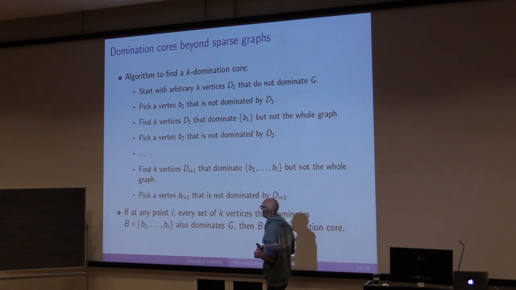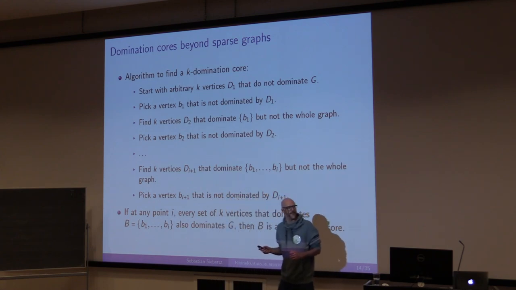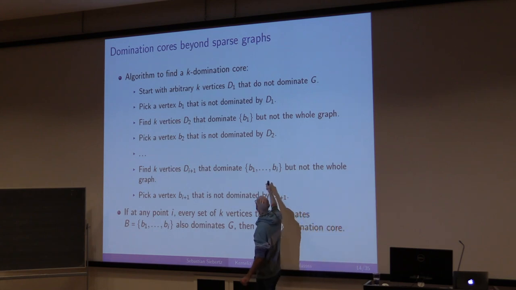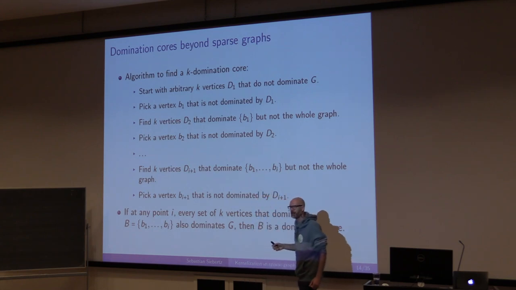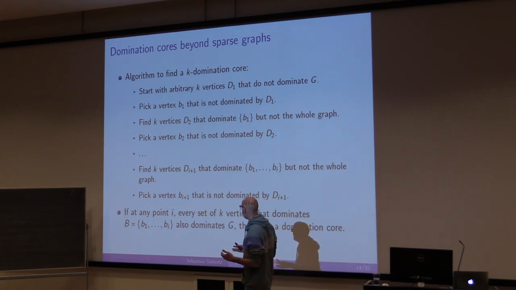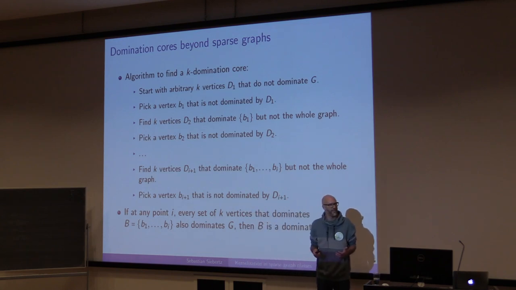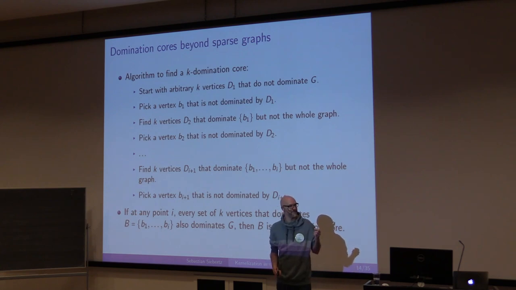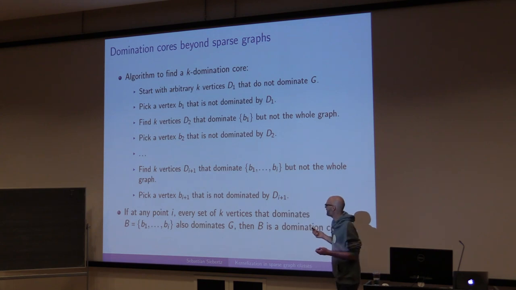if at any point we cannot find such a set, what does that spell? Every set which dominates B1 to BI dominates the whole graph. This is exactly the definition of a K-domination core. Right? So very simple algorithm to find a domination core if it exists. Well, does it make any sense? Maybe this runs forever. Right? This is the problem of this algorithm. The trick is to now look at the graph classes where this actually terminates.